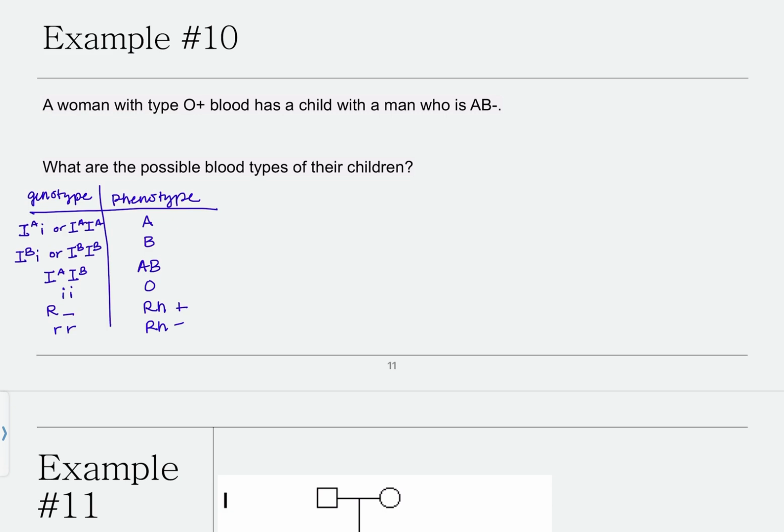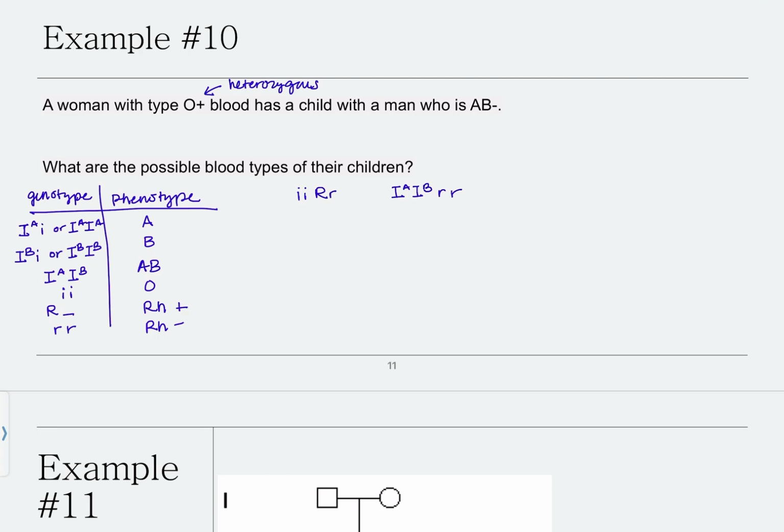So, woman blood type O positive. So she has to have two recessive alleles and at least one dominant allele, has a child with a man who is AB negative. Okay, clearly I didn't provide enough information on this one. So let's assume that she was a heterozygote for the rhesus factor, which would indicate that her second allele would be a recessive allele.